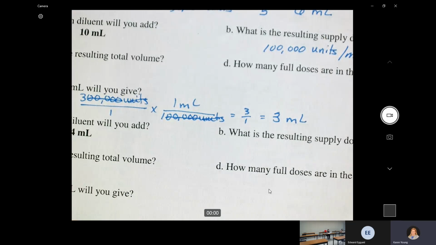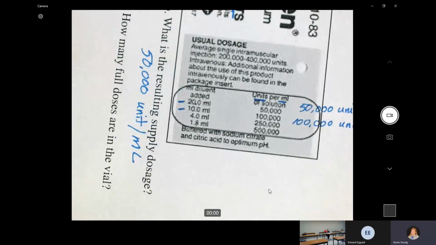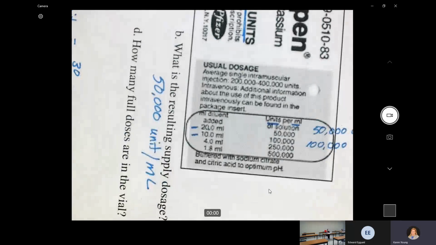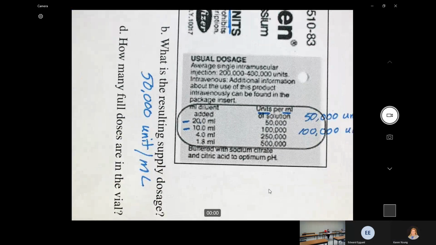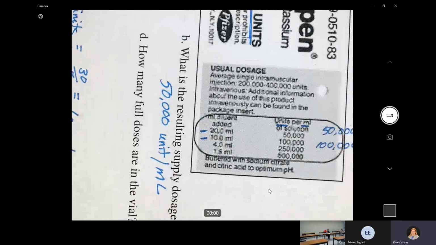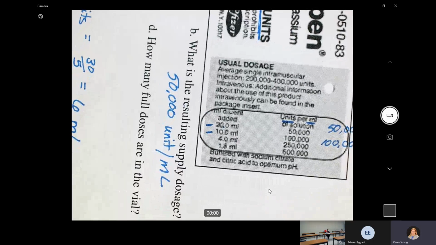So y'all do the 4 milliliters and the 1.8 milliliters. Do the 4 milliliter and the 1.8 milliliter. Just do the A, B, and E.